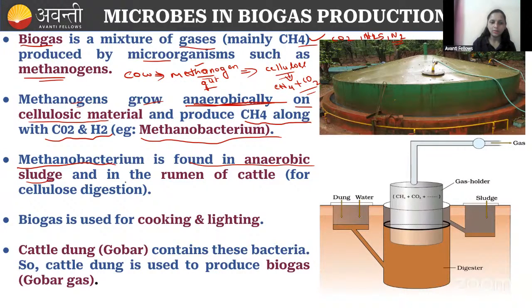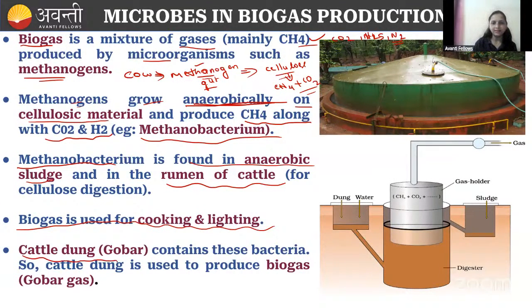Right. So here also, the rumen of the cattle also consists of the methanogens. The biogas is used for cooking and lighting, right? Biogas we will use for cooking, as usually it will replace the gas. We will use HP gas, Indian gas, right? So like that, the biogas will be used for cooking.